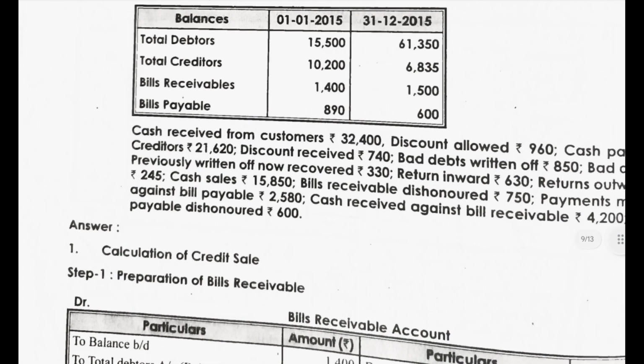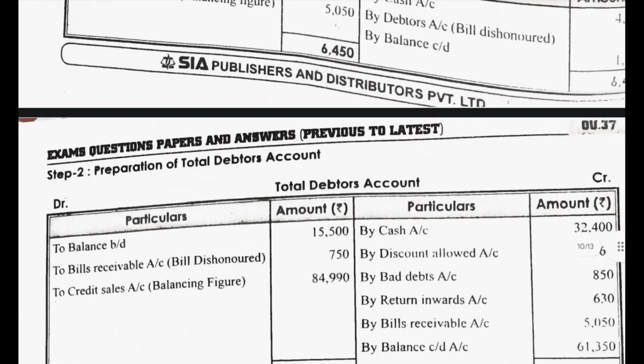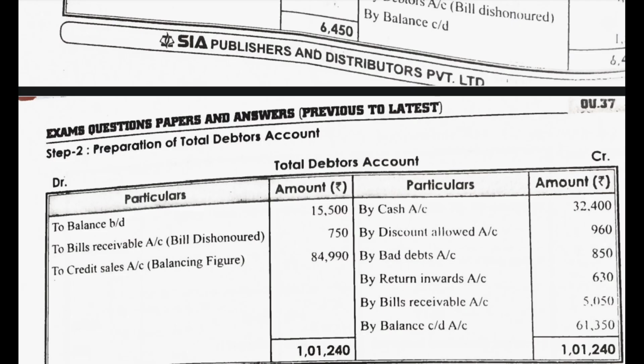Opening debtors will be this, to balance brought down, this is to balance carried down, by balance carried down. These two items we are taking from there. Then cash received from customers 32,500, by cash you have to take, discount allowed you have to take, and bad debts, return inwards we have to take. And this bills receivable, debit side, it will come in the bills receivable account we have taken credit side. Now we have taken on the debit side, and this answer we have taken.